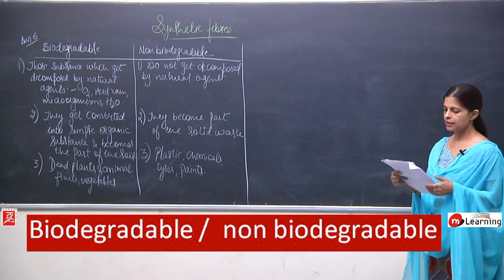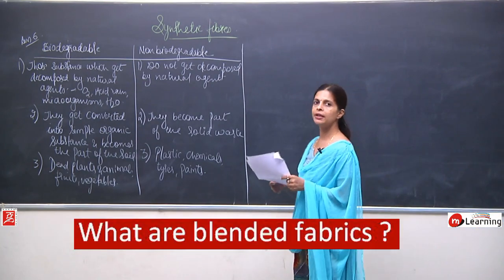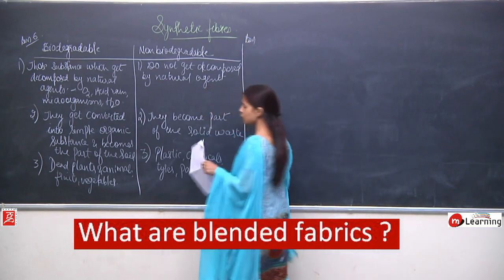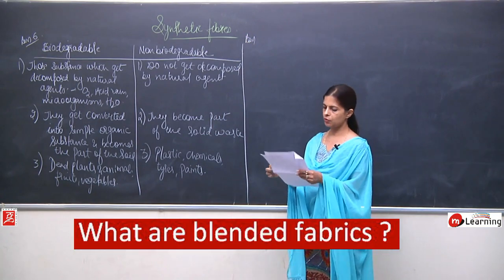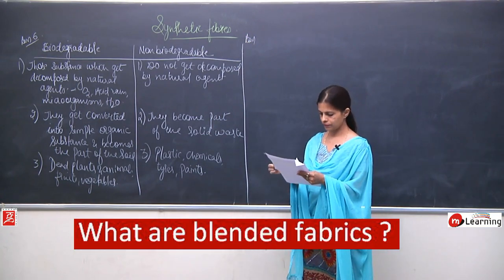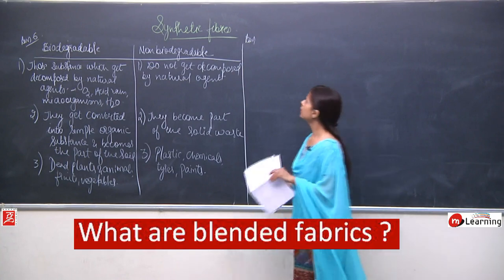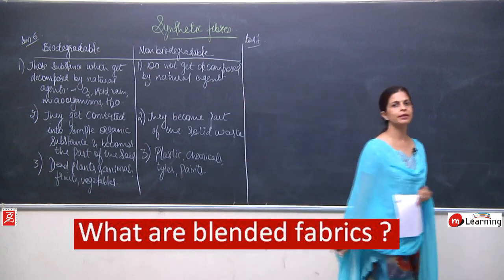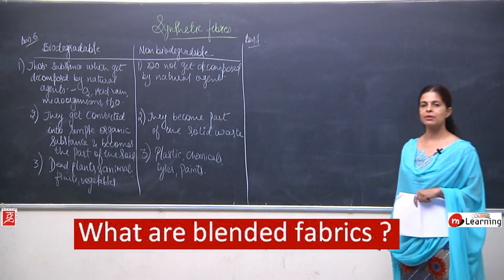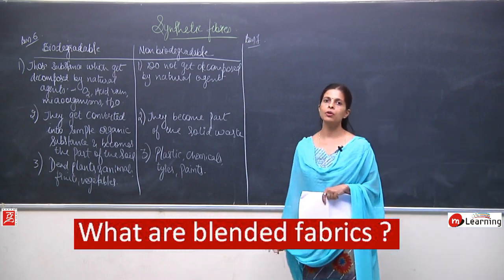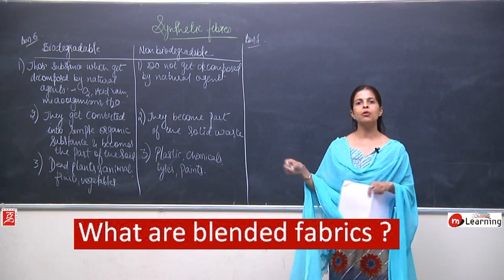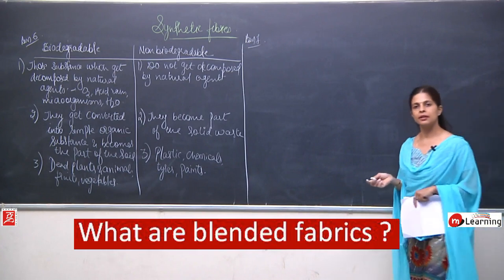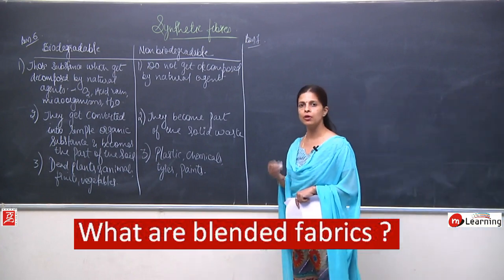The next question is question number 7. What are blended fabrics? There's a bit of confusion in the number, but this one is 7 only. How can we define blended fibers? Children, blended fibers are fibers which are made by mixing two or more kinds of fibers. So what is the question? What are blended fibers?